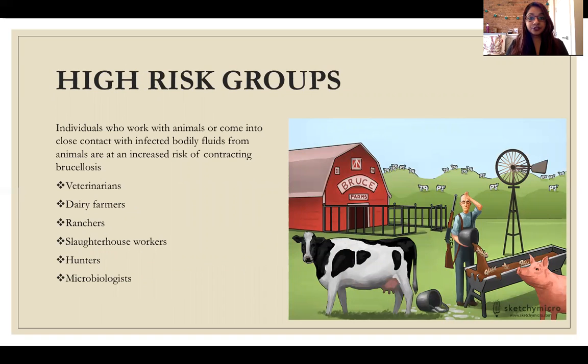What are some of the high-risk groups of people that might contract brucellosis? Individuals who work with animals or come into close contact with infected bodily fluids from animals are at an increased risk of contracting brucellosis, and these include veterinarians, dairy farmers, ranchers, slaughterhouse workers, hunters, and microbiologists and other laboratory workers.